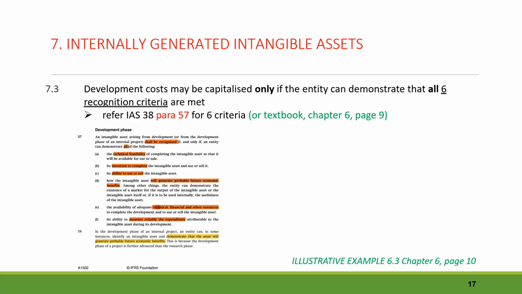So once we meet these 6 criteria, any expenditure that we then incur during this phase is included in the capitalized cost of the intangible asset. So after the research phase, once we're in the development phase and we achieve these 6 criteria, we then capitalize all those to the cost of the intangible asset. And this takes place until the intangible asset is ready for use. So once it is ready for use, then we can stop capitalizing these costs.